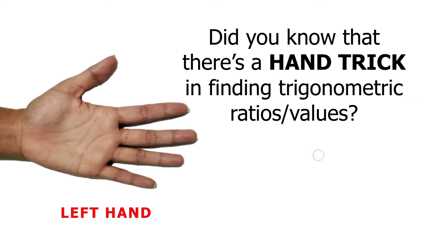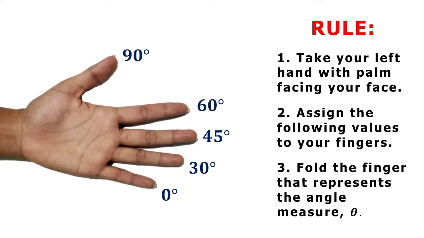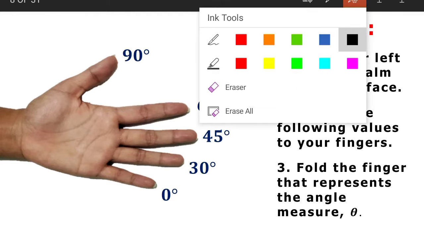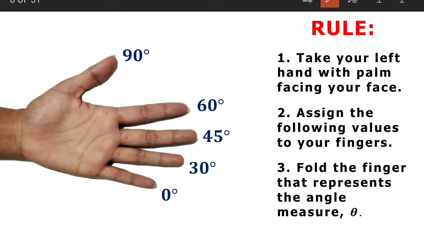Before we proceed to the example, let me give you the rule for this hand trick. First, take your left hand facing your face, so make sure that your palm is facing your face. Next, assign the following values to your fingers. Your little finger represents 0 degrees, your ring finger represents 30 degrees, your middle finger represents 45 degrees, your index finger represents 60 degrees, and your thumb represents 90 degrees.